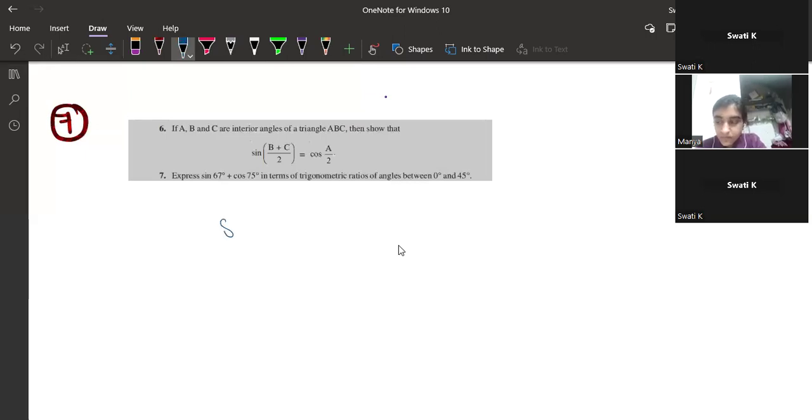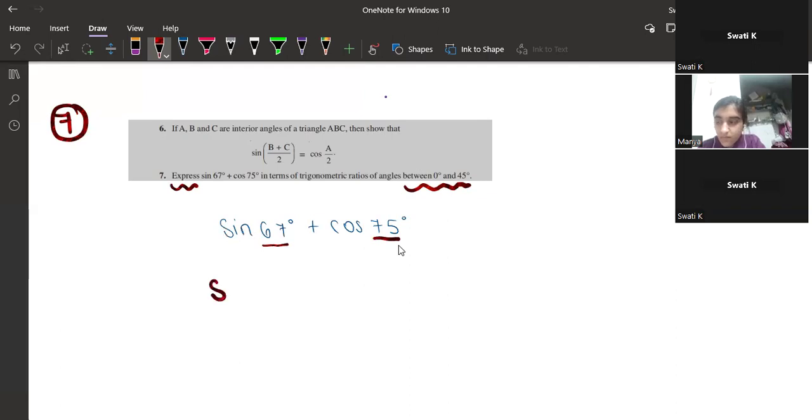In this question we are given sine 67 degrees plus cos 75 degrees, right? If you notice, Manya, these two angles are 67 and 75. But this is saying express this in an angle between 0 and 45. So you have to convert this 67 so that the angle comes between 0 and 45, and 75 also you have to convert so that it comes between 0 and 45, and then that's it, we are done. And that is so simple, right?